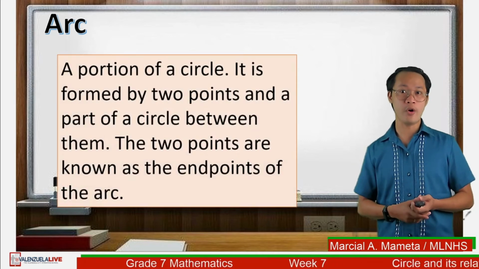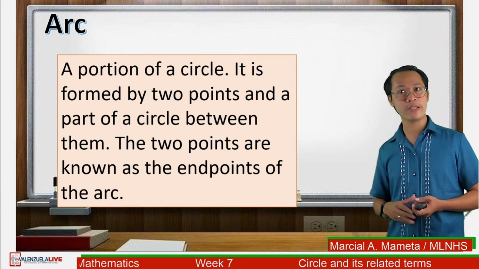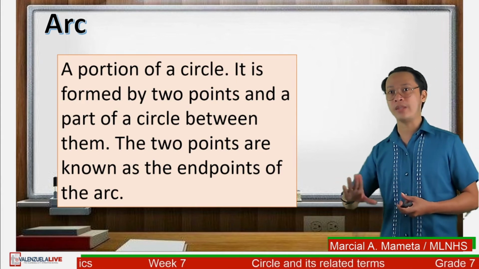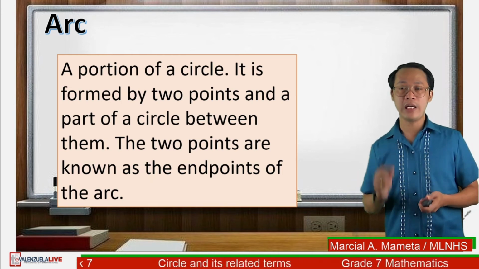We also have an arc. An arc is a portion of a circle. It is formed by two points and a part of a circle between them. The two points are known as the endpoints of the arc.